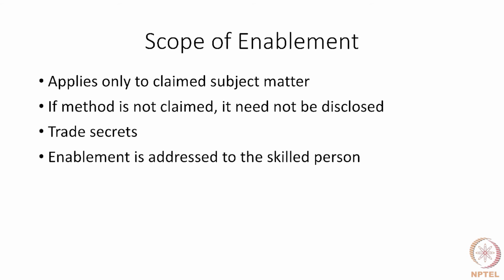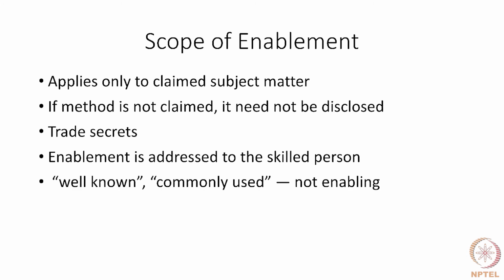And the enablement, as we have already mentioned, is addressed to a skilled person in that art. If it's a mechanical invention pertaining to automotives, more specifically on internal combustion technology for engines, then the person skilled in the art is a person who belongs to that field, who has the expertise in that field and who can work the invention in that field. So enablement should be viewed through the eyes of a skilled person. It should not be viewed through the eyes of a commoner or a person on the street, a common man.